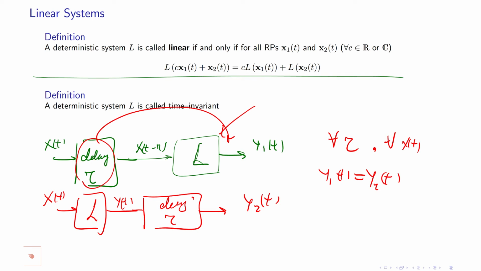In linear systems, you could interchange the order of linear combination and your system. In time invariant system, you could interchange the order of delay operator. So here is a linear combiner operator, the order could be changed. In time invariant system, the order of the delay and the system. So if you have two properties, then you call your system linear and time invariant. In some systems you are only linear, in some other systems you are only time invariant.